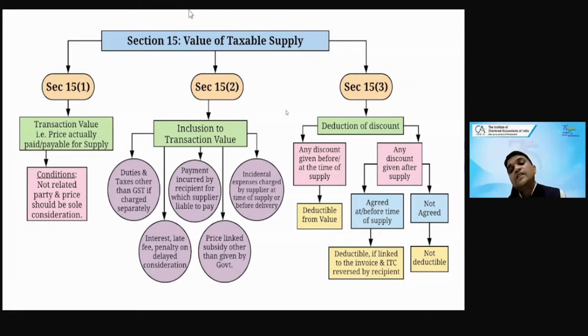Then 15.3 says that we have to make some deductions whenever we have a transaction value. What deductions do we have to make? We have to deduct any discount that we have given, because in normal business, when we do any transaction, we give discount. Such discounts have to be reduced if such discount is given before or at the time of supply.